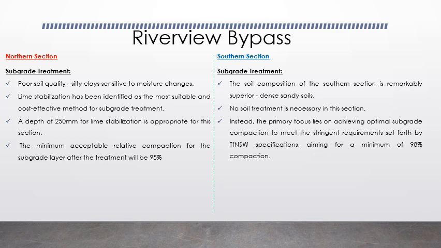On the other side, the southern section, as we have a better soil quality there, we don't need any treatment. The primary focus on the southern section will be to achieve the optimum subgrade compaction to meet the standard, and the minimum compaction for this section will be 98%.